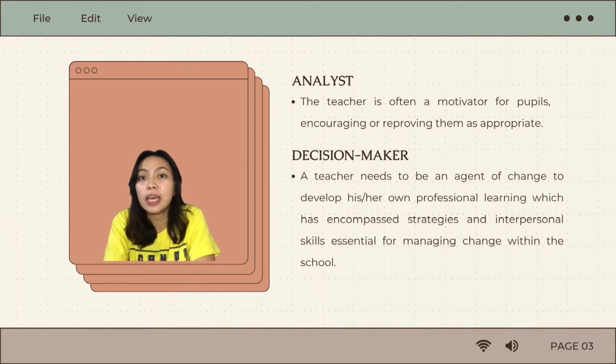And lastly, the decision maker. A teacher needs to be an agent of change to develop his or her own professional learning, which has encompassed strategies and interpersonal skills essential for managing change within a school. All decisions and actions are required to maintain order in a classroom, such as laying down rules and procedures for learning activities.